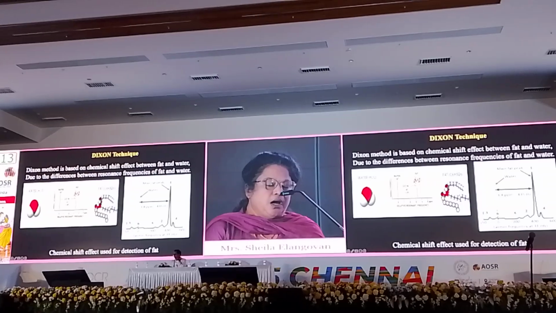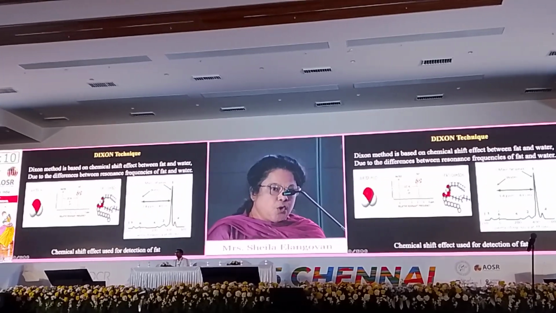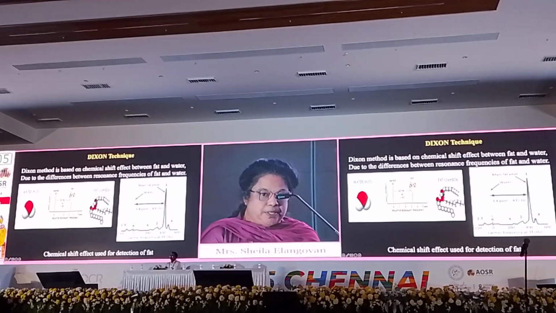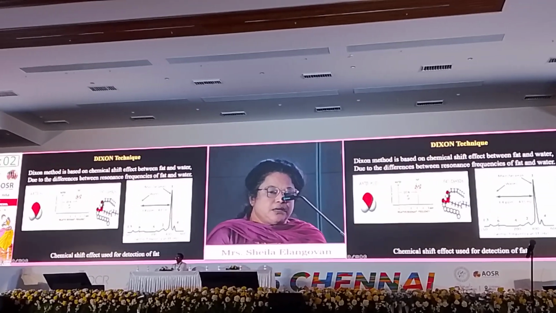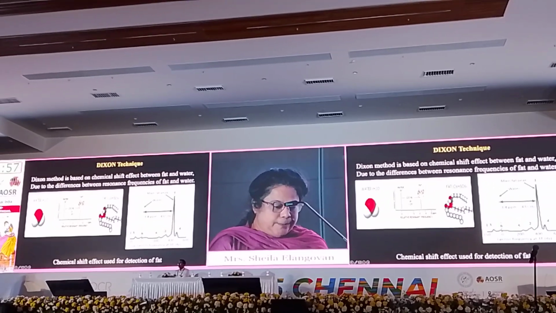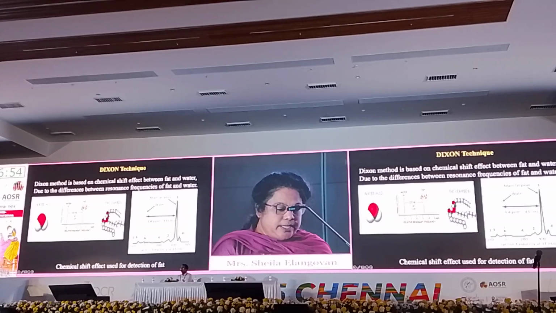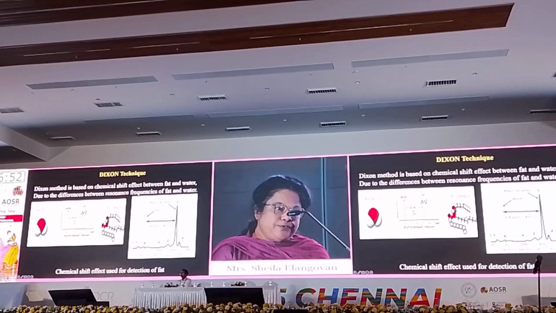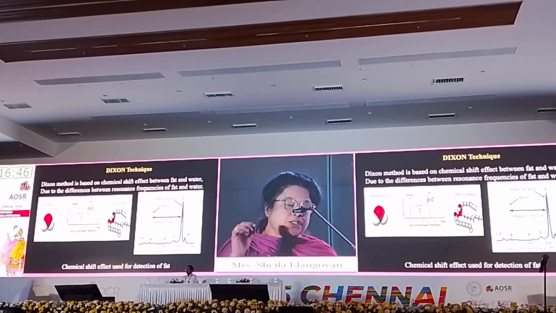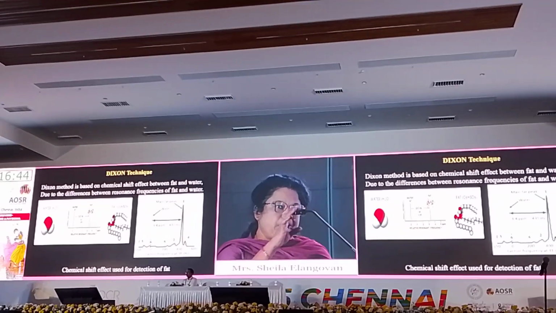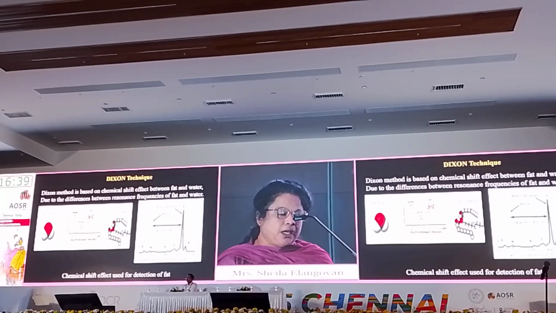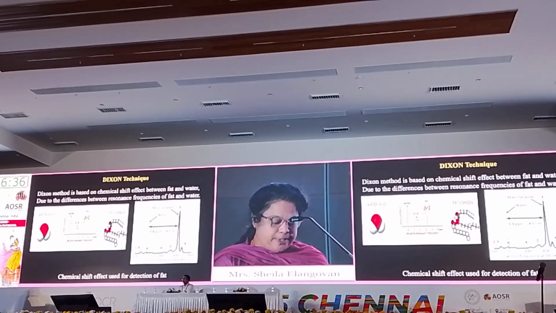So that is why we do the Dixon technique. You guys know what is Dixon technique. Here it's based on the chemical shift between fat and water. There is a slight chemical shift of 3 to 4 ppm between fat and water, and there is a 220 hertz difference in 1.5 Tesla MRI and 440 hertz in 3 Tesla MRI. Now this is very important. Before we go for fat quantification or iron quantification, you need to know on what strength of magnet you're working, because the thresholds and cutoff values are different.